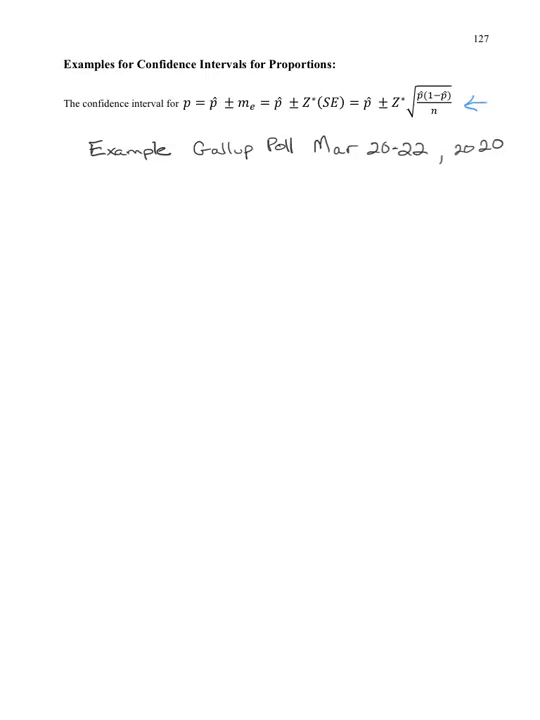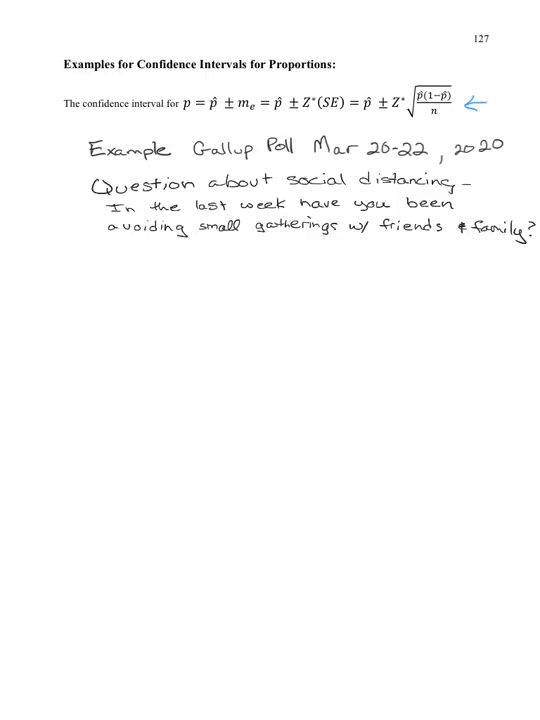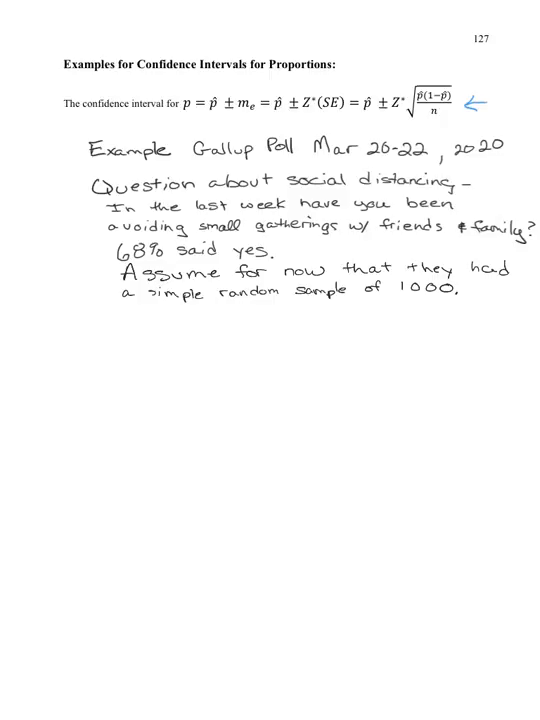So obviously all the questions they asked last week were related to COVID-19, and this question was about social distancing. Specifically, the question was, in the last week, have you been avoiding small gatherings with friends and family? 68% said yes. Let's assume for now that they had a simple random sample of 1,000.